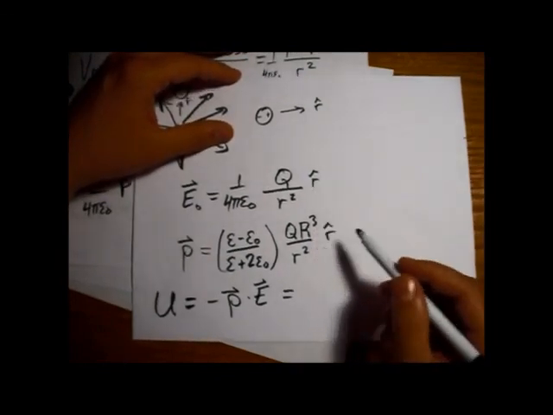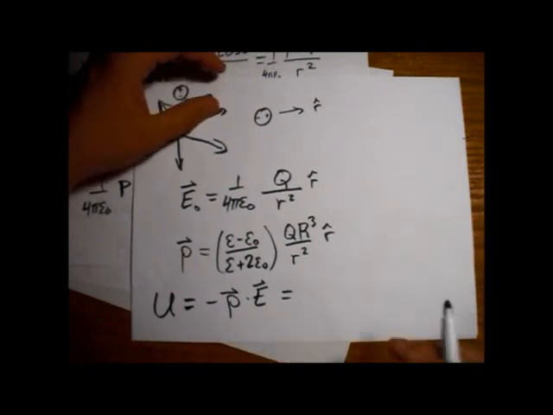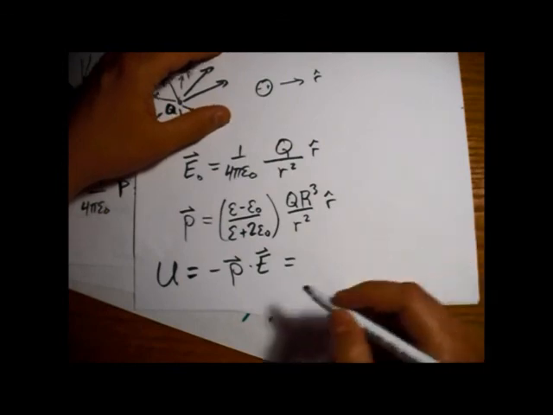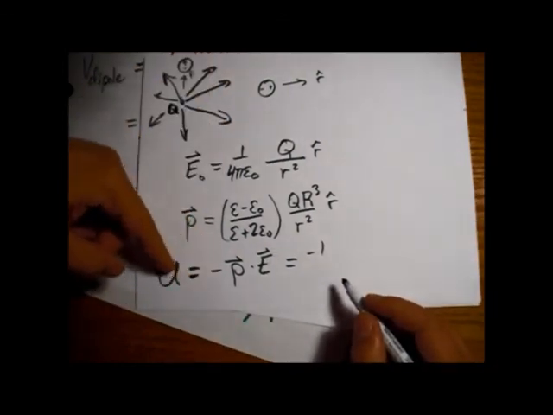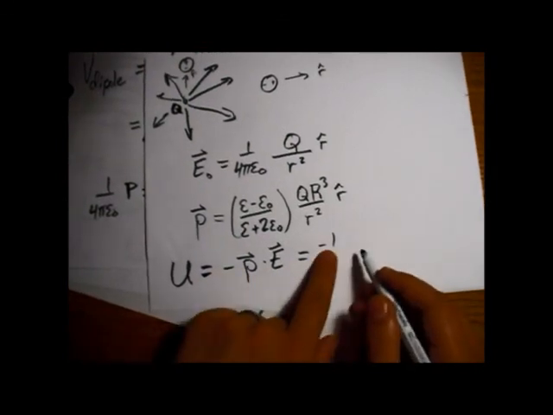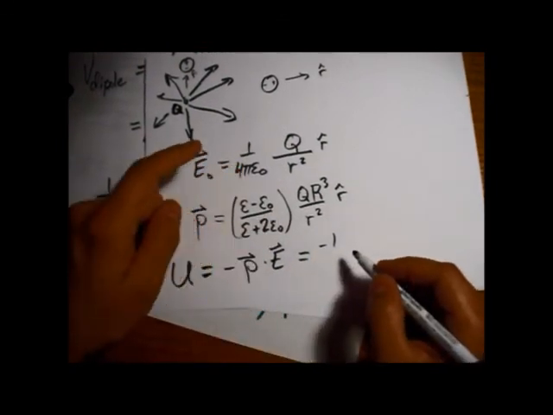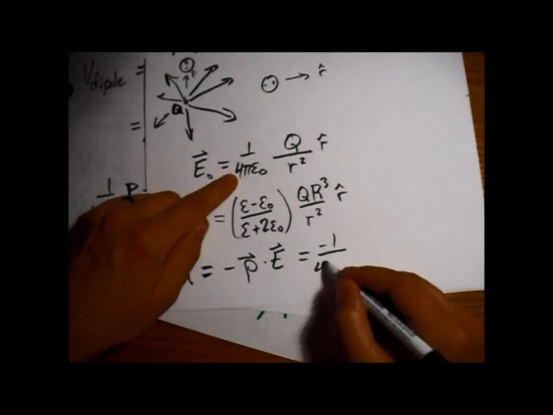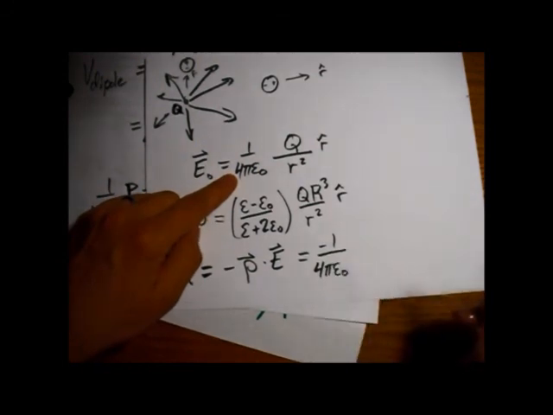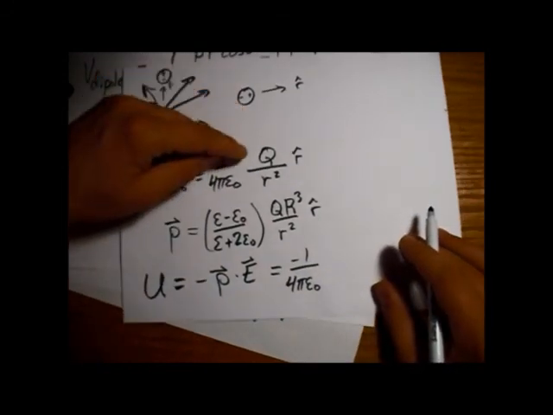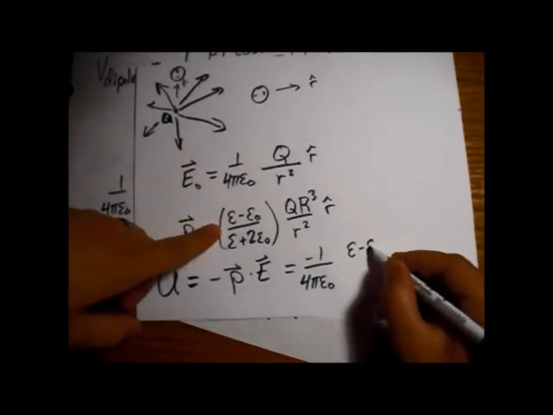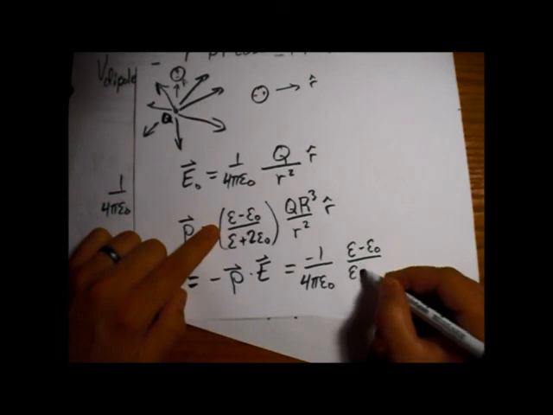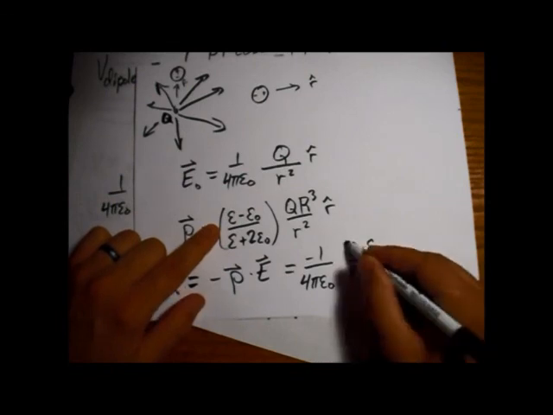They're both in the r hat direction. This dot product is just a normal product, so they're all in the same direction. So here we go, this minus sign right here. Now I'm going to bring down this 4 pi epsilon naught. It comes back into our lives. I'm going to go ahead and write this now: epsilon minus epsilon naught over epsilon plus 2 epsilon naught.